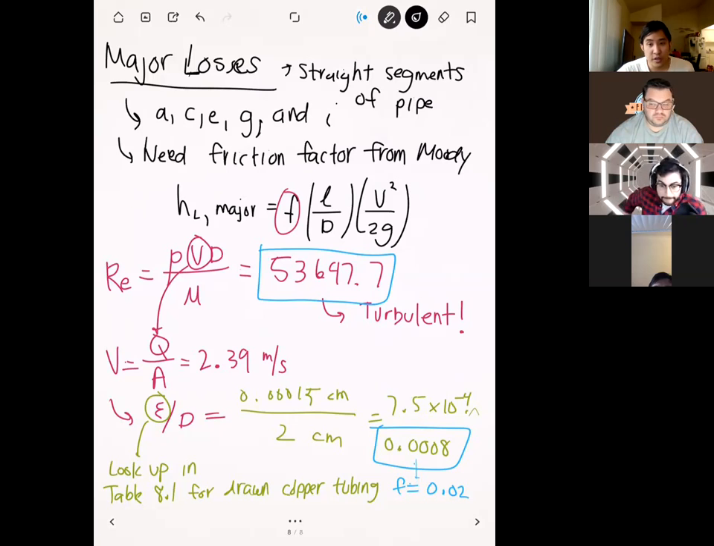All right, so there's a question in the chat. Where did V equals Q over A come from? That's just the relationship between velocity and flow rate. Remember, Q is flow, and in order to get velocity from the flow rate, you just divide by the cross-sectional area. Okay, and so you plug all these in, and then we get a major loss of 5.83 meters.